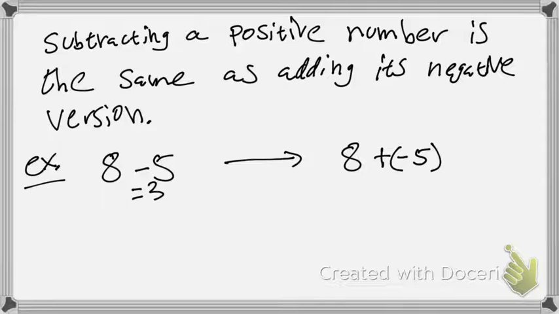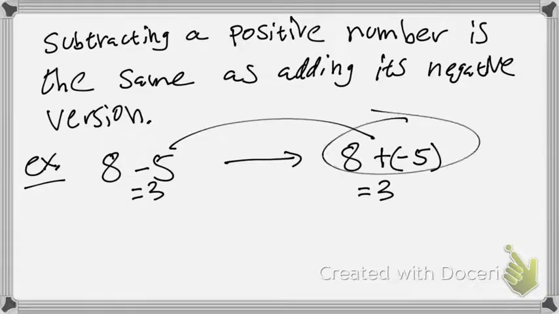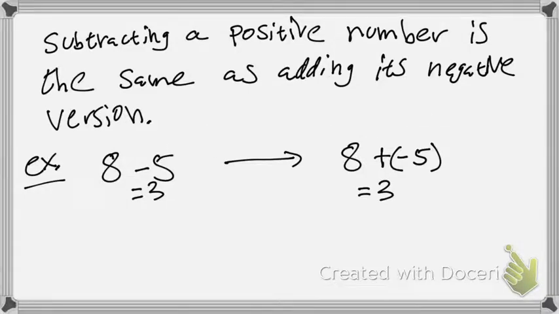You do the bigger one, take away the small one. 8 take away 5 is 3. Since the bigger one's positive, it's still 3. Okay, this problem is probably easier to just keep as subtraction, right? But you will see some problems, I'll put a problem right now, where it is easier to change it to what we have right here. Alright, so I want you guys to write that.